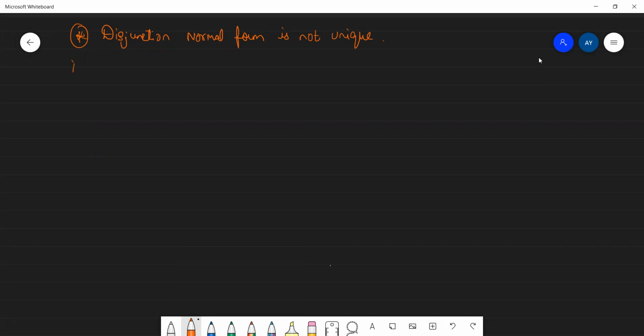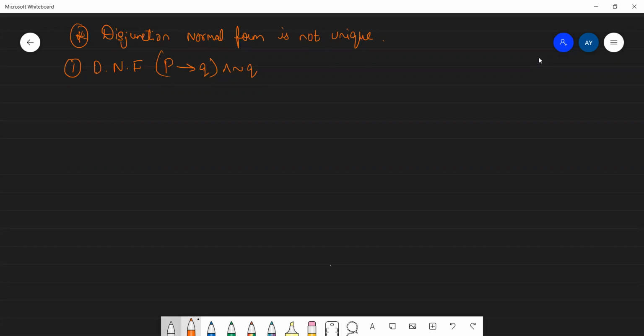The first problem: obtain the disjunction normal form, DNF, for P implies Q and negation Q. So what are the three steps? I hope you made a note of it. The first one is removing conditional and biconditional. The second one is eliminating negation, and the third one is applying the distributive law.